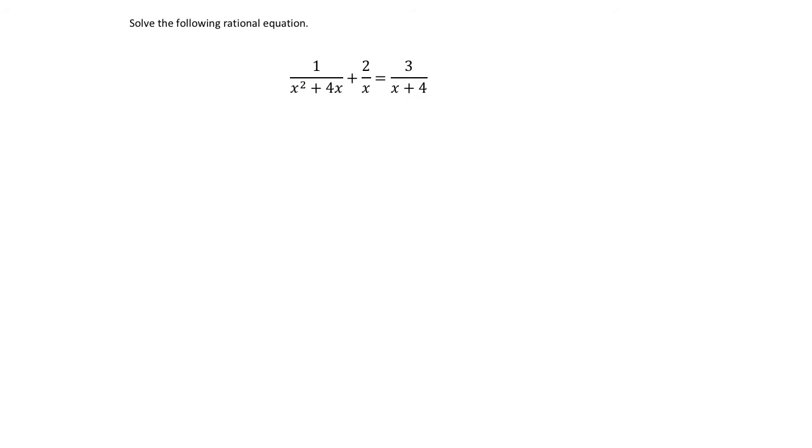So let's try this idea in a slightly more complicated example. Again, I want to use this idea of a least common denominator to cancel every single fraction. And the very first fraction on the left I see is not factored, so I'm just going to start by factoring it. This is 1 over x times x plus 4, plus 2 over x, is equal to 3 over x plus 4.